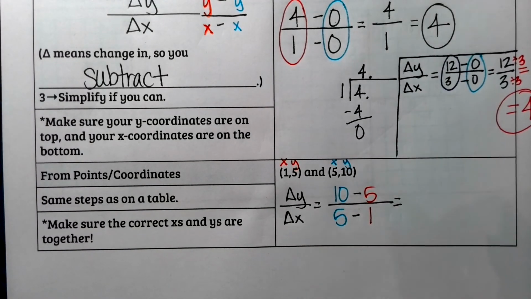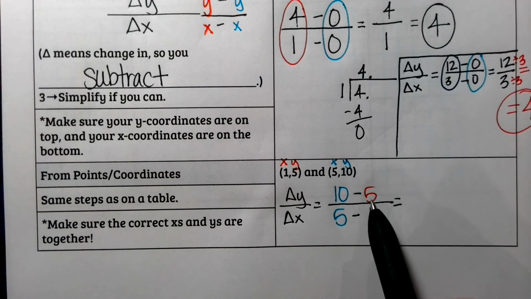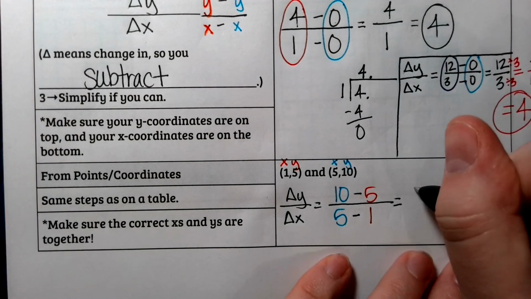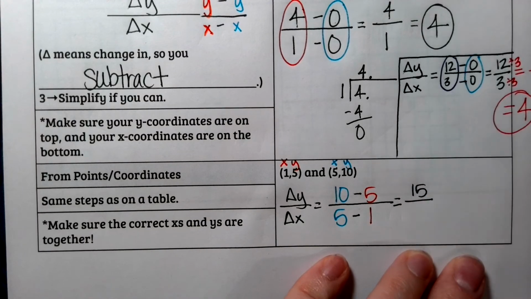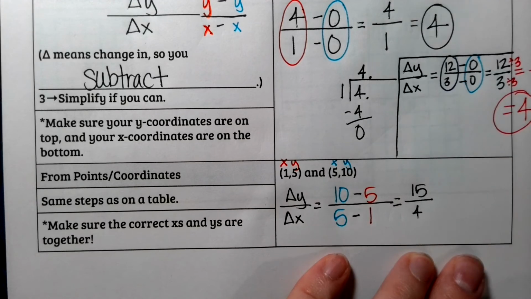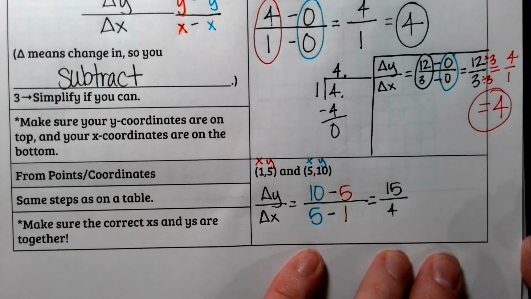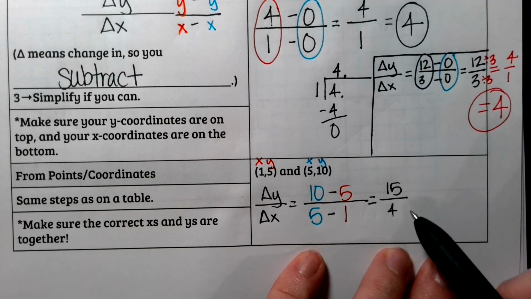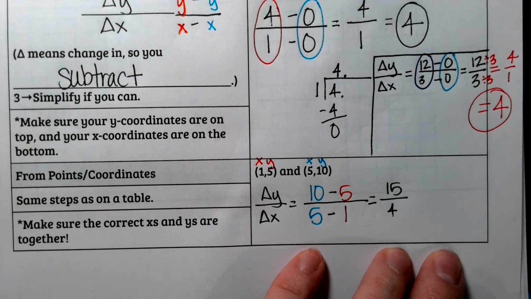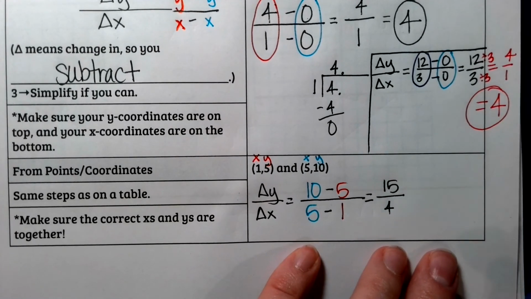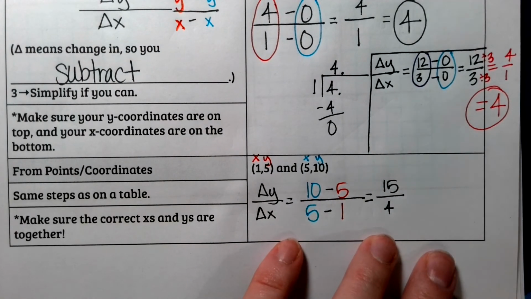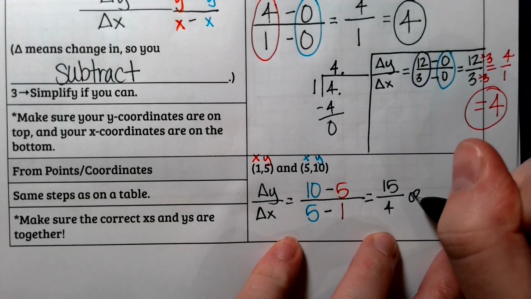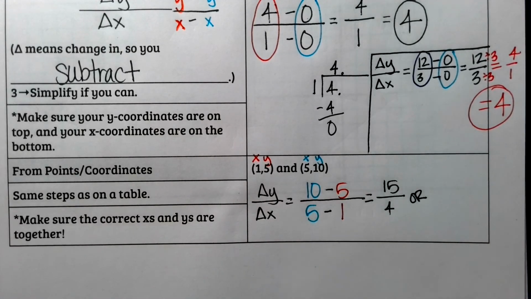So now we've got to subtract. What's 10 minus 5? 5. What's 5 minus 1? 4. Can we divide a number into 5 and 4? Can any number go into both of those? No. So 15 over 4, that's our slope. Or we can turn it into a mixed number, or we can turn it into a decimal.